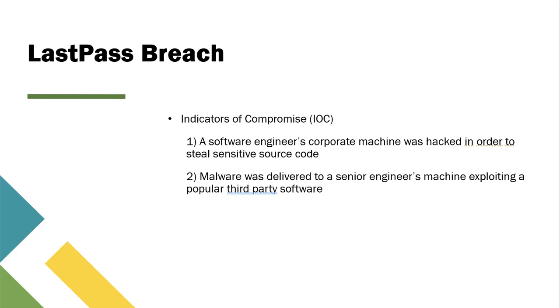And so really the two indicators of compromise were that a software engineer's corporate machine was hacked, and also malware was delivered to a machine exploiting another popular third-party software. I don't know, they didn't say what it was, but it's probably either a browser that people typically use, or a product like Microsoft Office or Adobe Acrobat or something to that effect.